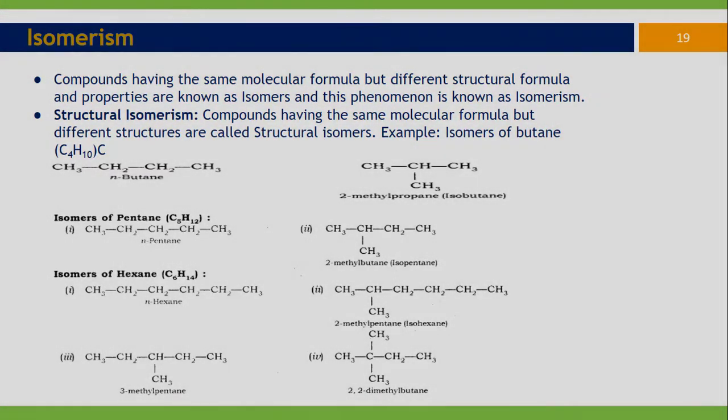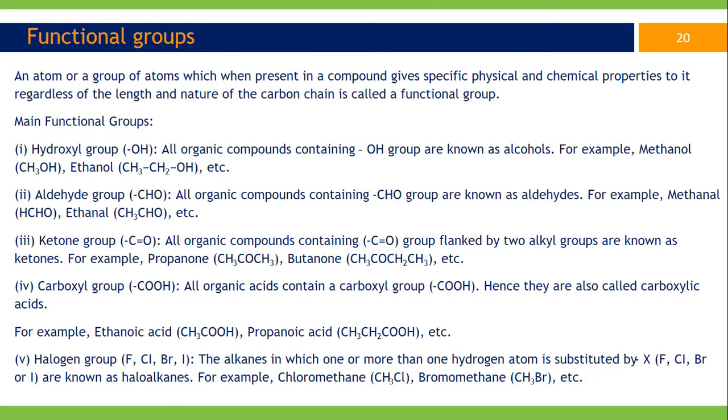Another example is isomers of hexane with molecular formula C6H14. It has 5 isomers: n-hexane, isohexane, 3-methyl pentane, and 2,2-dimethyl butane.